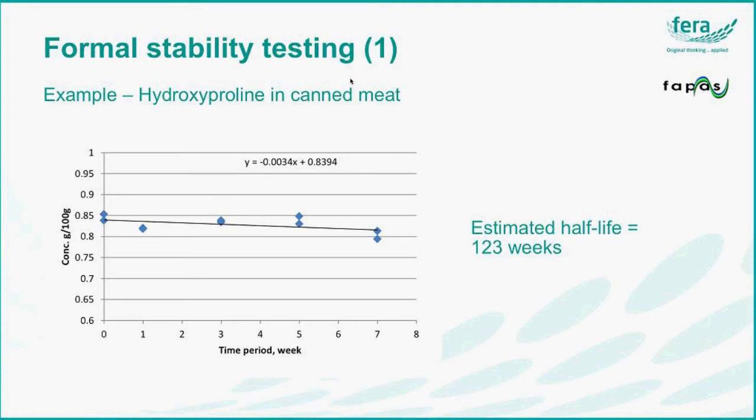But if we look at the half-life of this graph, we can see it's estimated at 123 weeks. That means it would take about 2.5 years before the level of hydroxyproline in this sample got to half of its level if it was stored at 35 degrees C. Clearly that's not going to happen, that's too extreme, so under normal storage conditions this is perfectly stable.